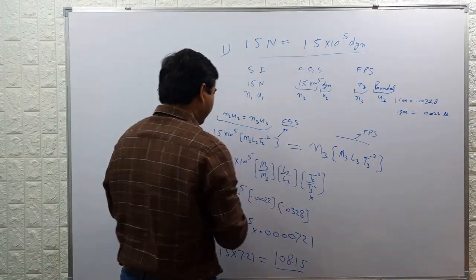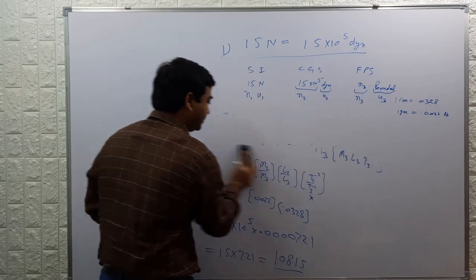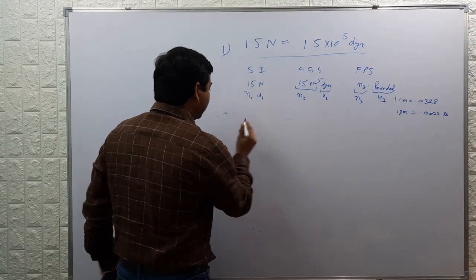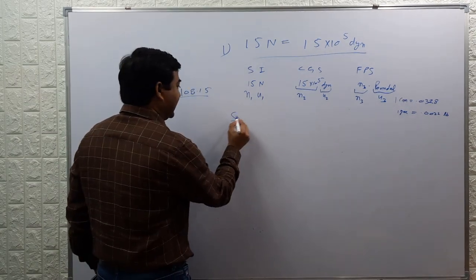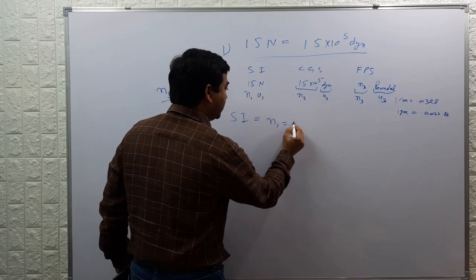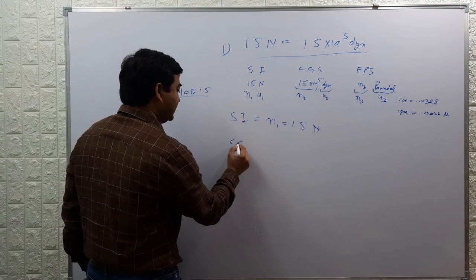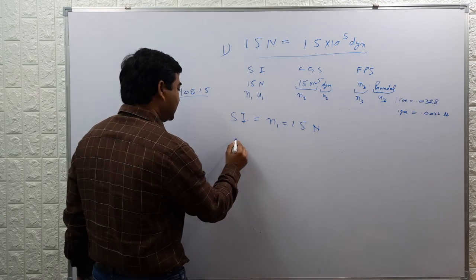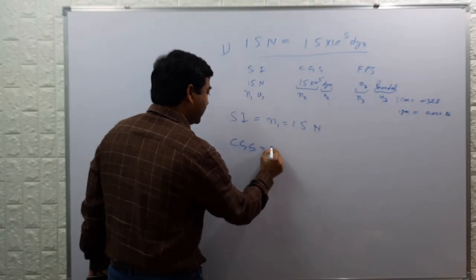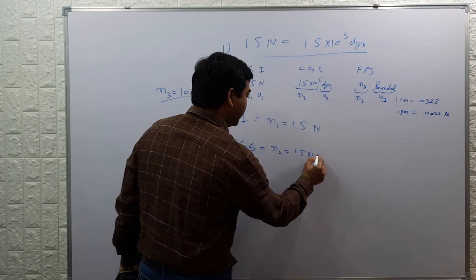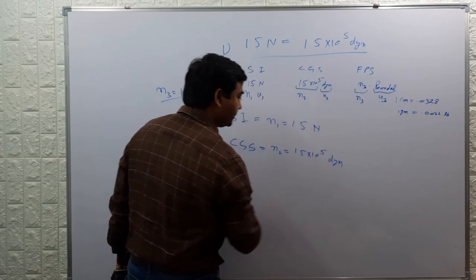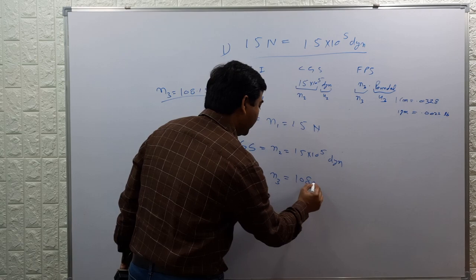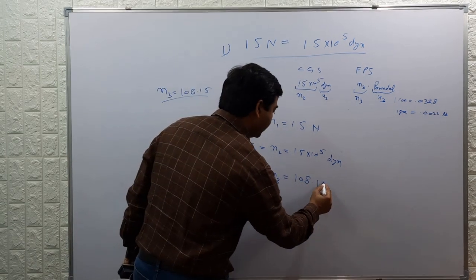So we can say in SI system N1 is equal to 15 Newton. In CGS system, N2 is equal to 15 into 10 to power 5 dyne, and in FPS system N3 is equal to 108.15 poundal.